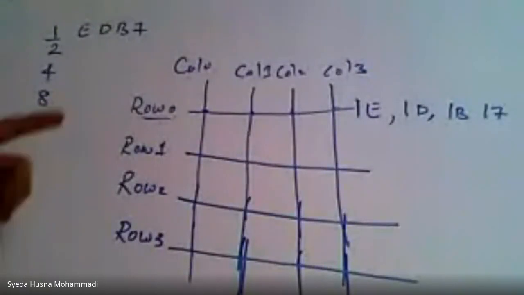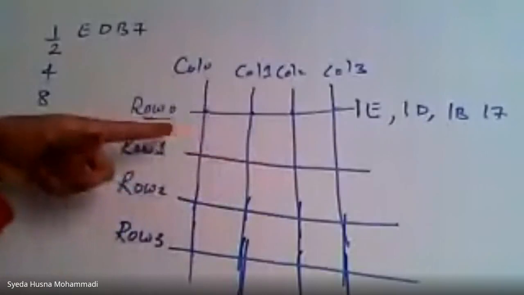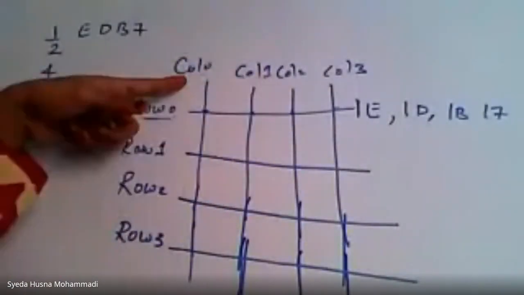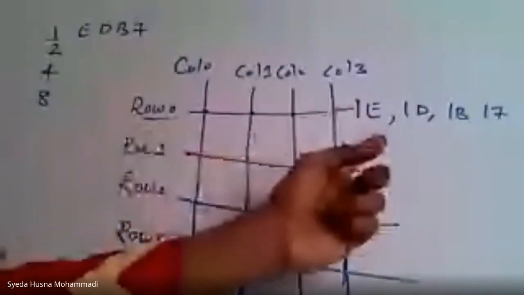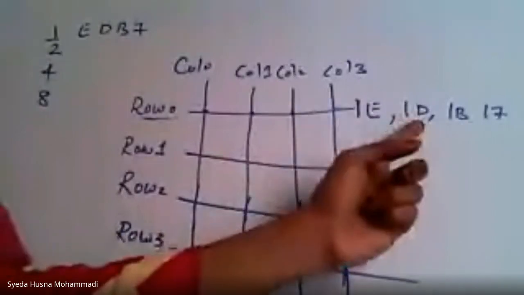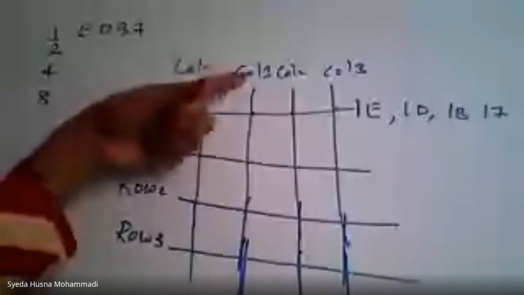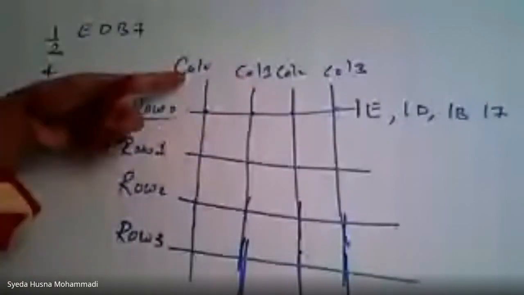Not one person responded. I have pressed some key in row 0. It comes in row 0, but I need to identify which particular column, whether it is column 0, column 1, column 2, or column 3. So you have to pass the values like this: 1E, 1D, 1B, 17. Row 0 column 0, row 0 column 1, row 0 column 2, row 0 column 3. It's like that.